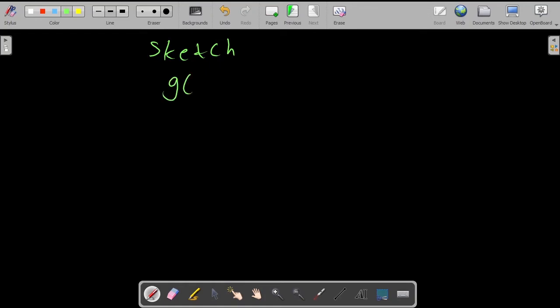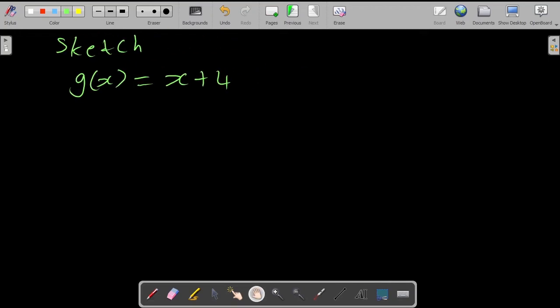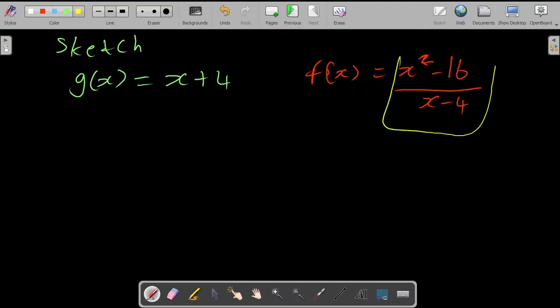The first one would be g of x equals x plus 4. And the other one would be f of x equals x squared minus 16 divided by x minus 4. So let's try to sketch these two things. Now, if you look at this, it doesn't exactly take on a particular form, so you can't exactly tell what kind of function it is.